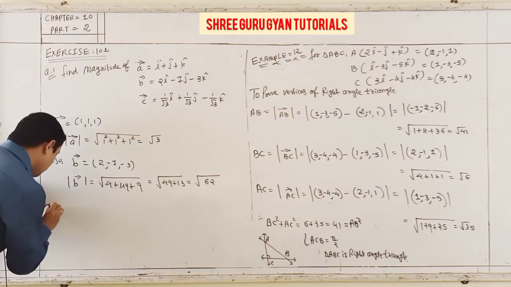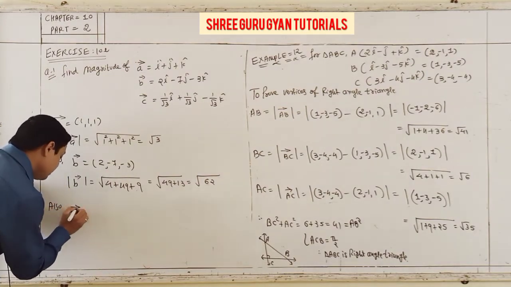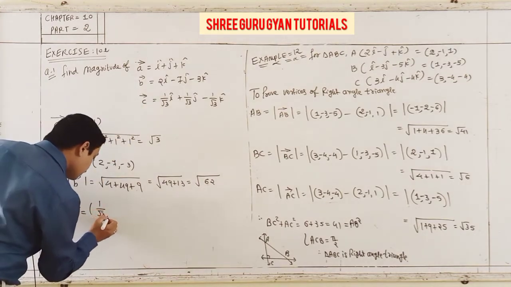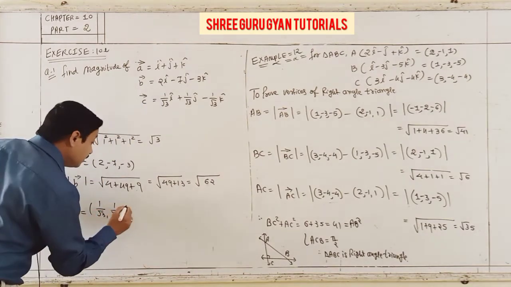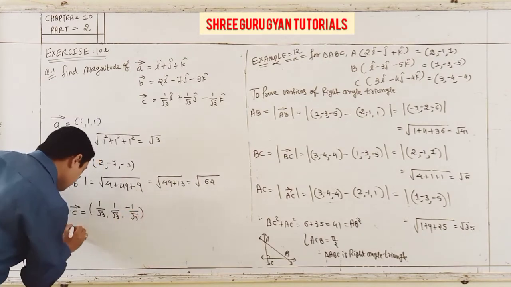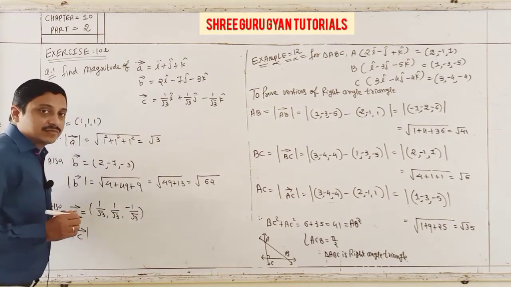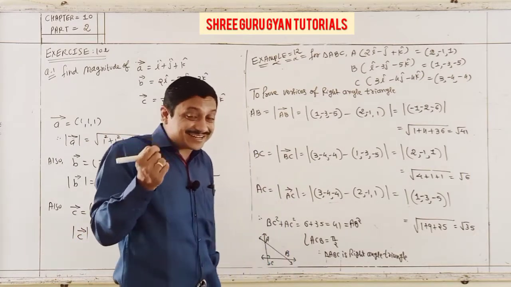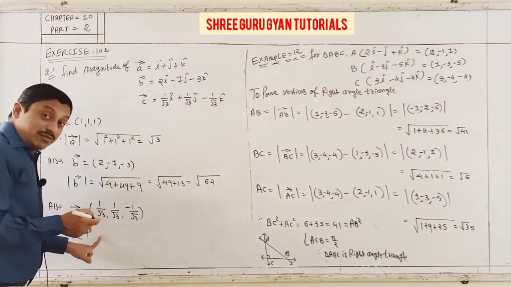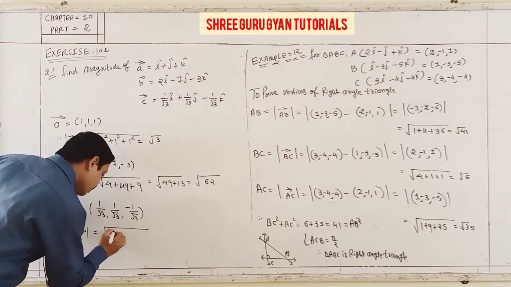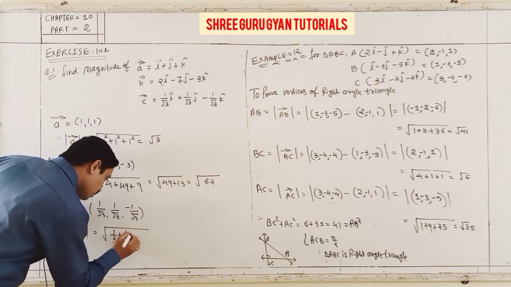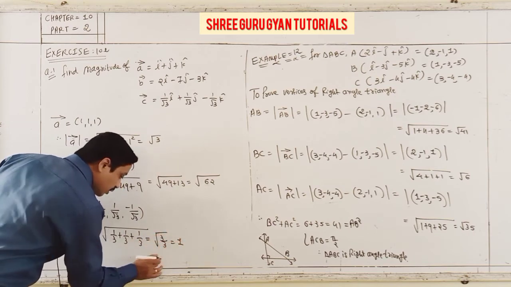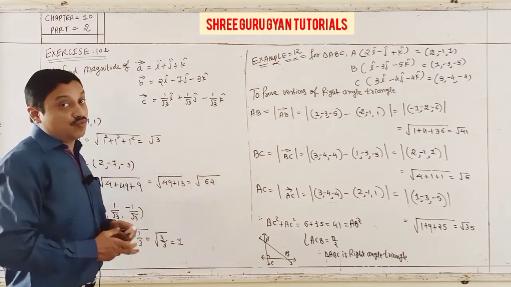Now also the last vector C. What is your C? 1 by root 3, 1 by root 3 and minus 1 by root 3. And the magnitude, students, I think this magnitude is coming as 1. Yes, it is a unit vector. It is under root 1 by 3 plus 1 by 3 plus 1 by 3, which is 3 by 3. It means only and only you can take the value 1.